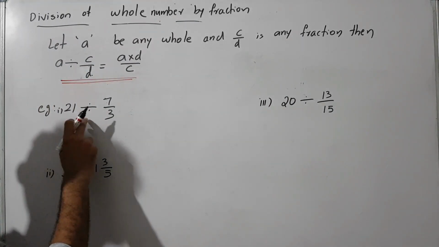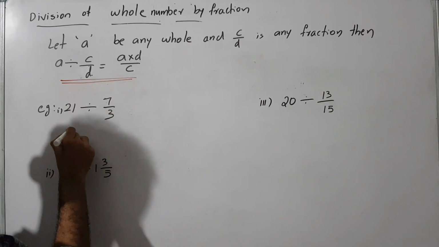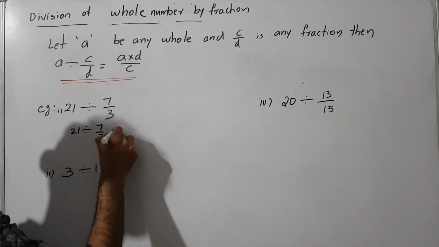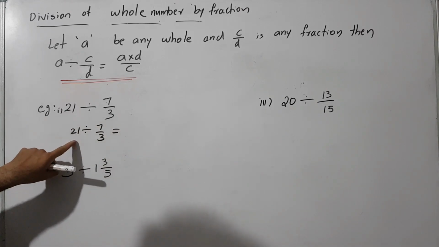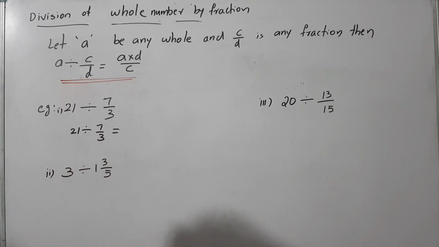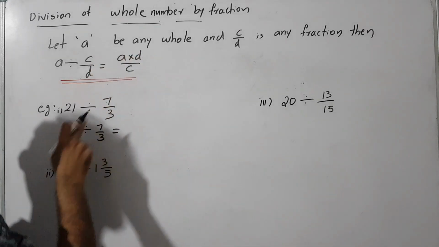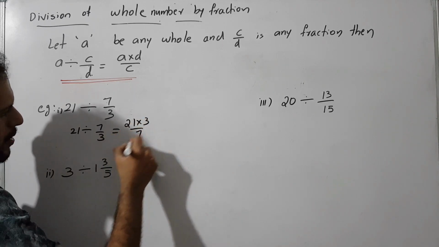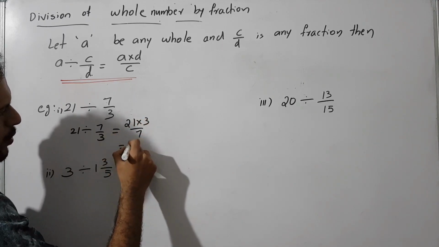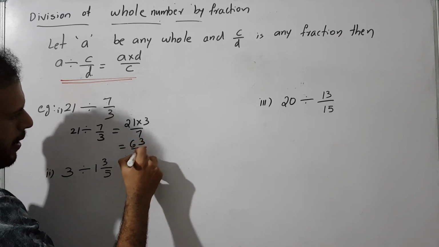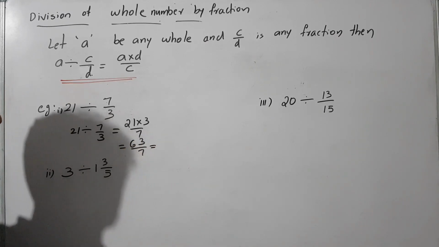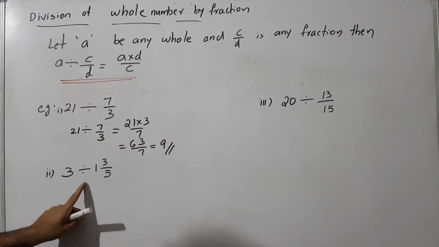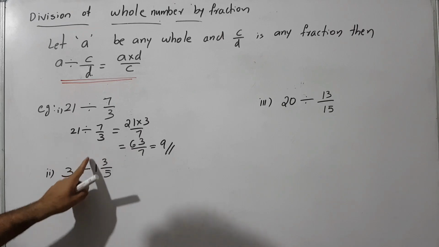Then how to write the answer of these example questions? First one, 21 divided by 7 by 3. Then how do we start? 21 divided by 7 by 3 is equal to, here a is 21, c is 7, d is 3. Then a into d means 21 into 3 by 7, is equal to 63 by 7. 63 by 7 is 9. Okay, then here how to write 3 divided by 1, 3 by 5, a mixed fraction.